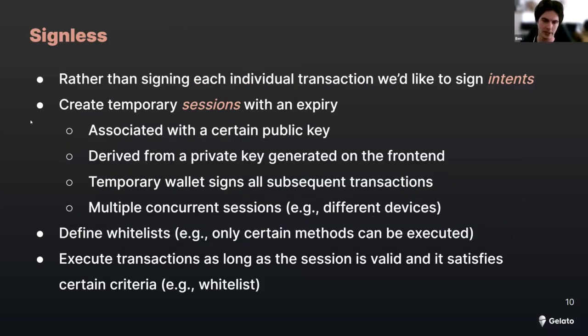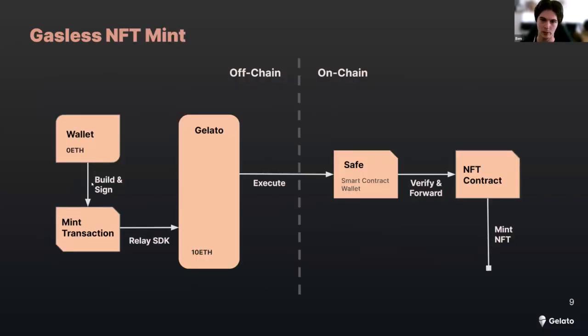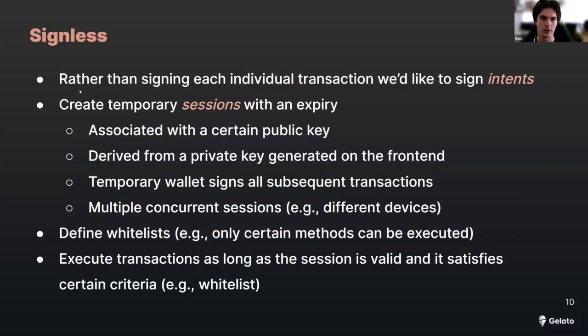So this is a really nice flow, but you may have noticed that for each transaction we want to execute, we have to sign the transaction. And this is a pop-up on MetaMask if we're using MetaMask or whatever wallet we're using. So ideally, rather than signing each individual transaction, we'd like to instead sign one intent, which creates a temporary session that has an expiry.